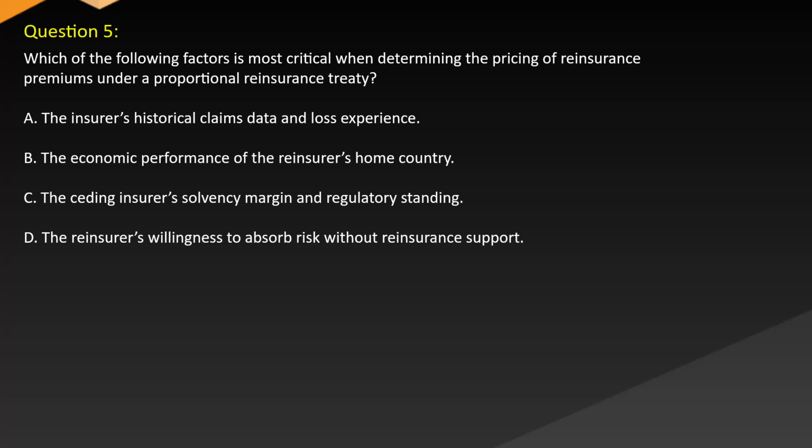Question 5. Which of the following factors is most critical when determining the pricing of reinsurance premiums under a proportional reinsurance treaty? A. The insurer's historical claims data and loss experience. B. The economic performance of the reinsurer's home country. C. The ceding insurer's solvency margin and regulatory standing. D. The reinsurer's willingness to absorb risk without reinsurance support.